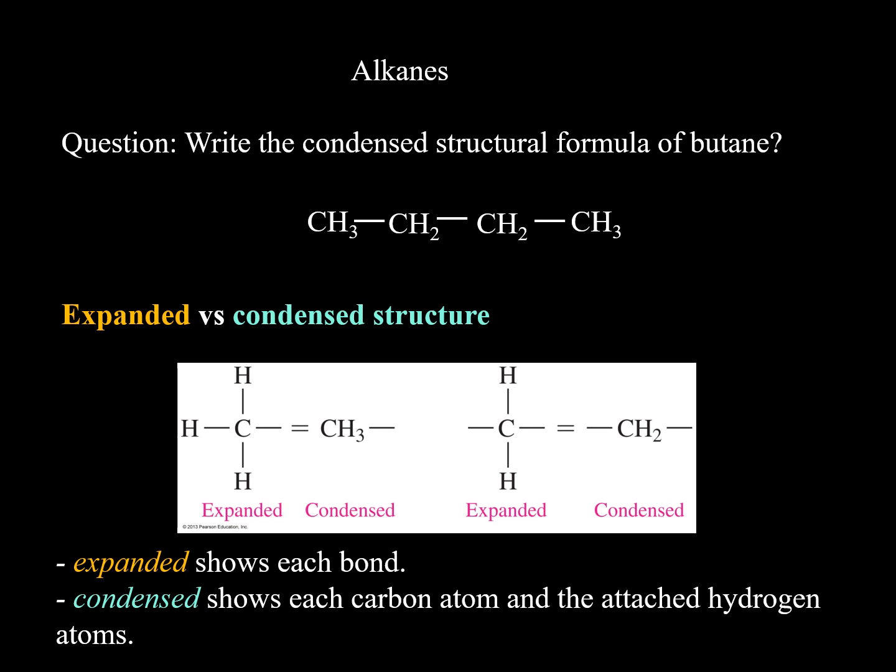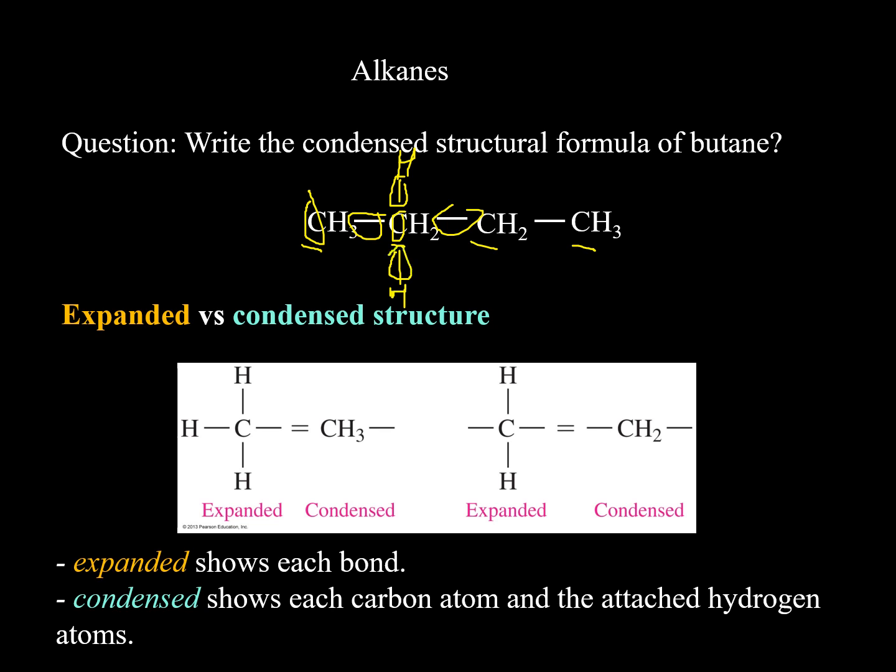The question here is to write the condensed structural formula of butane. I believe it's already written for you here. Again, butane has four carbons, one, two, three, four, for "but", and they're all single bonds. This carbon here has three hydrogens attached. The second carbon here has two hydrogens attached, hydrogen above and below. We do not attach three hydrogens because carbon always has four bonds, so one bond, two bonds, three bonds, four bonds.